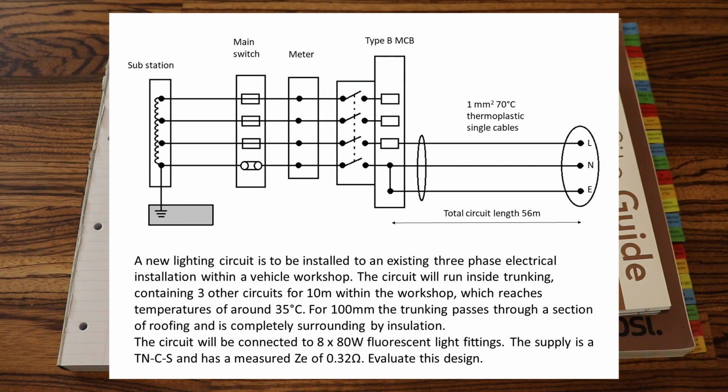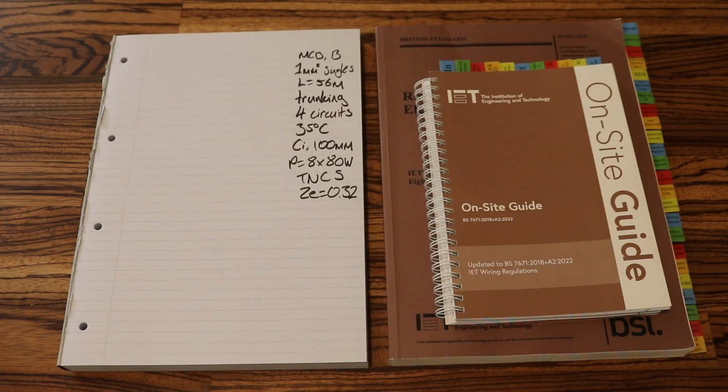What else have we got? Then underneath, the circuit will be connected to 8 times, so power is 8 times 80 fluorescent light fittings, supplied TN-C-S, and Ze equals 0.32. So that is all of the information that the text gives us.